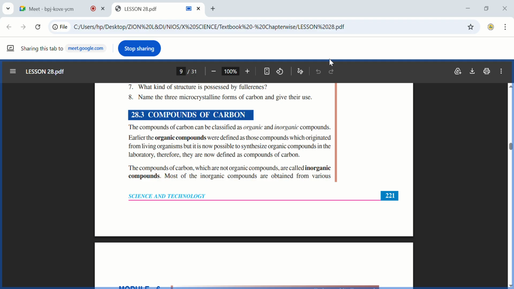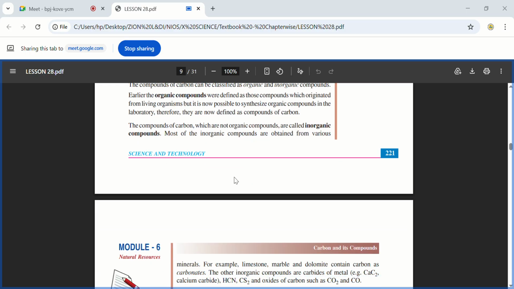So yesterday we learned the introduction, then the physical and chemical properties and certain information about carbon, and then the allotropes of carbon: diamond, graphite, fullerene, and synthetic allotropes also. Now we are going to learn the compounds of carbon, that's nothing but your carbon dioxide and carbon monoxide, how they are prepared and what their physical and chemical properties are.